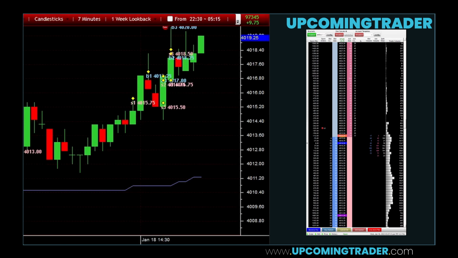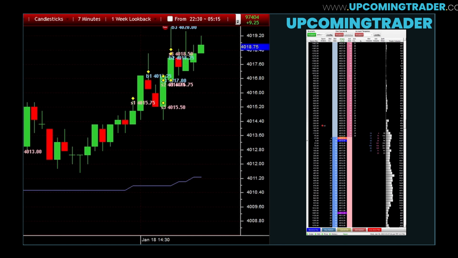Low volume signals that there may be indecision or a lack of interest. This means that the price move may not be sustainable. Next, we are going to talk about how volume helps confirm trends.